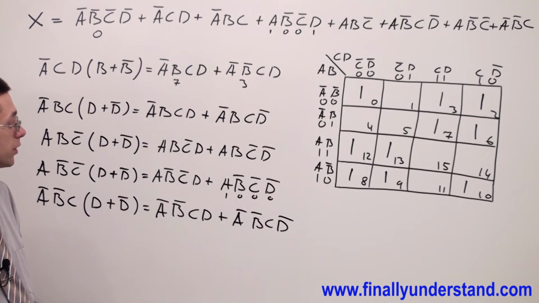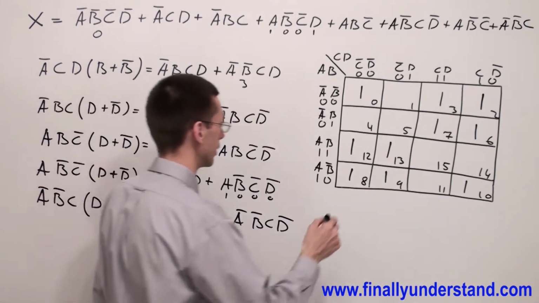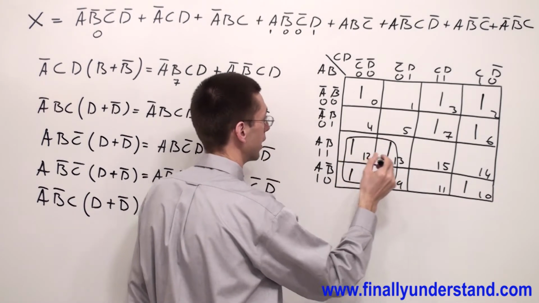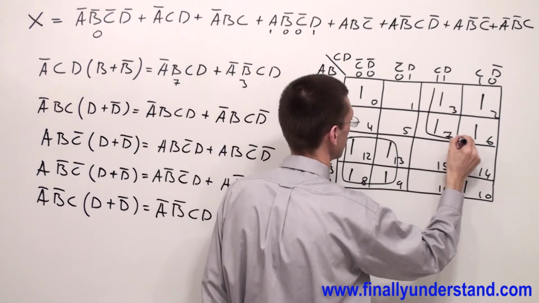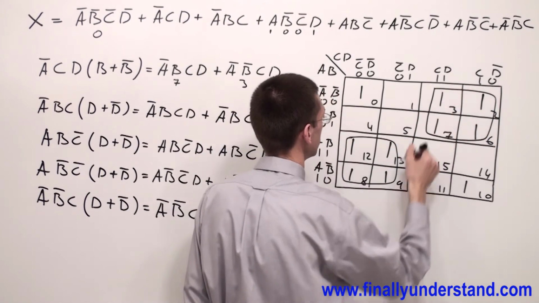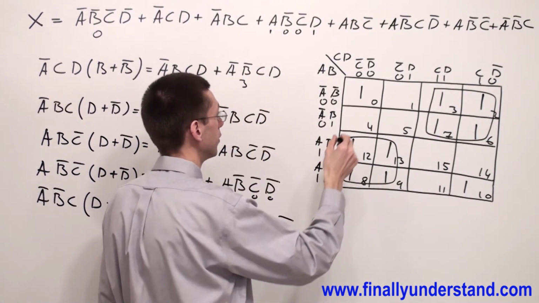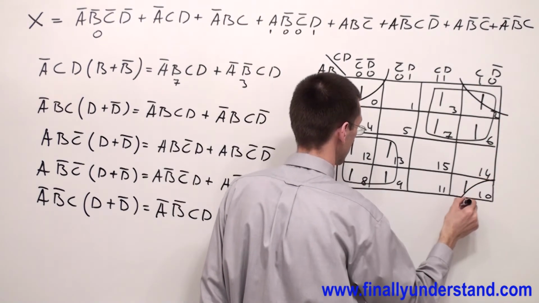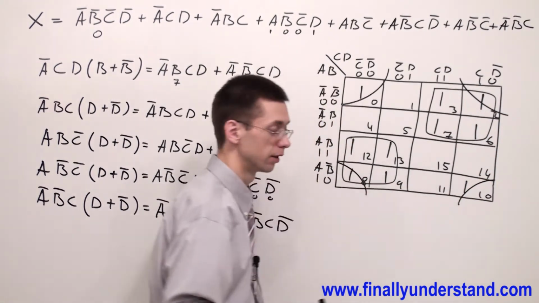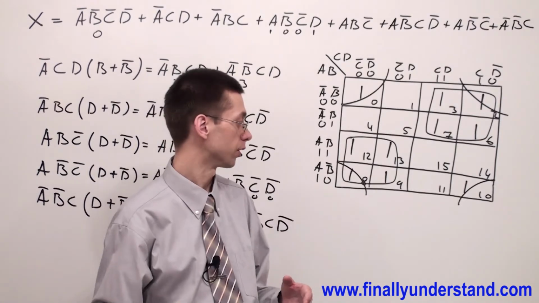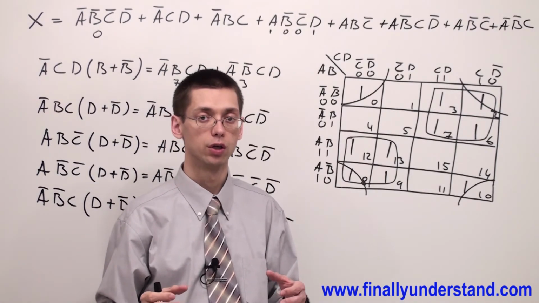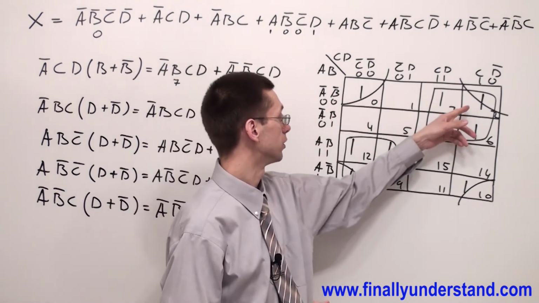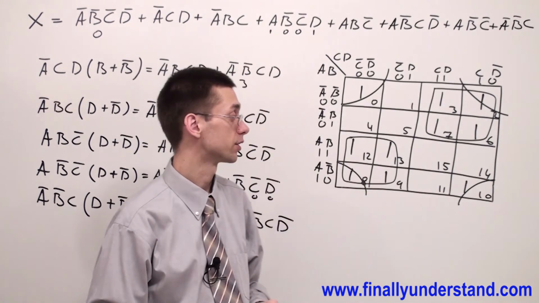Let's group these ones. I have one group of 4 ones. I have another group of 4 ones, and also I have another group of 4 ones. Let me remind you that Karnaugh map is like a piece of paper. If you are going to take 4 corners and put them next to each other, you are going to create the group of 4 cells.